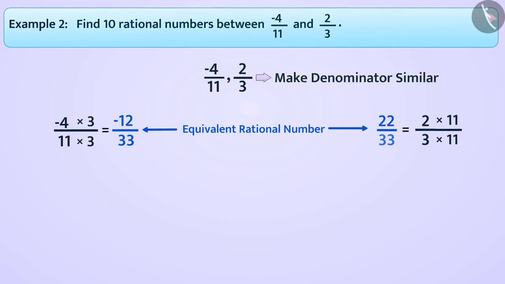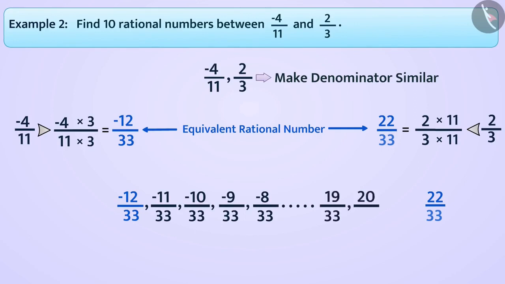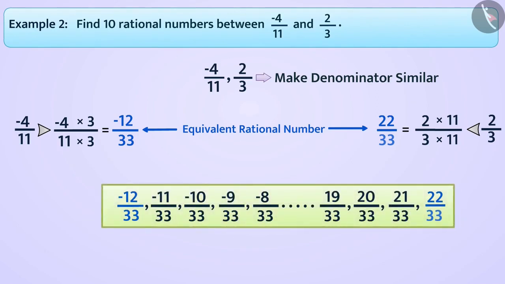Now we can say that the rational numbers between minus 4 by 11, means minus 12 by 33, and 2 by 3, means 22 by 33, are minus 11 by 33, minus 10 by 33, minus 9 by 33, minus 8 by 33, and so on, 19 by 33, 20 by 33, 21 by 33. Take out any 10 rational numbers among these and answer the question.